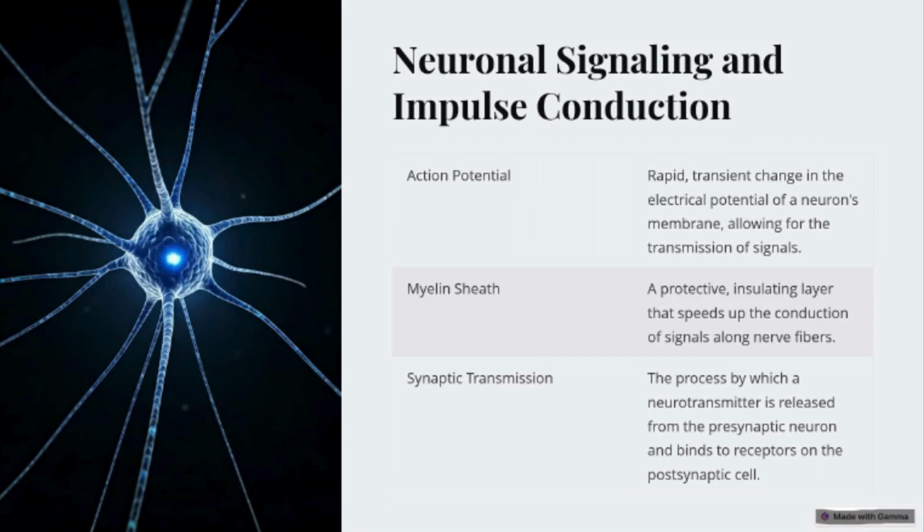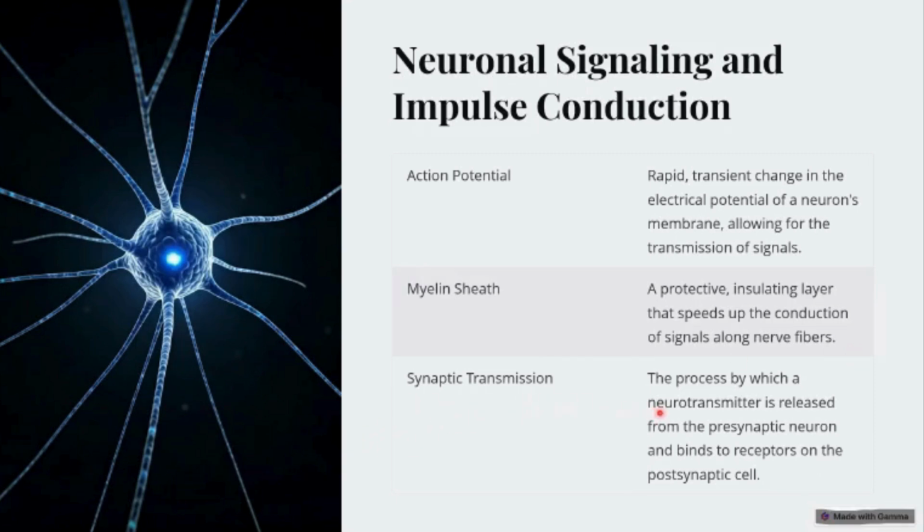So the action potential, another important question. The action potential is a rapid transient change in the electrical potential of a neuron's membrane, allowing for transmission of signals. Whereas the myelin sheath is a protective insulating layer that speeds up the conduction of signals along the nerve fiber.